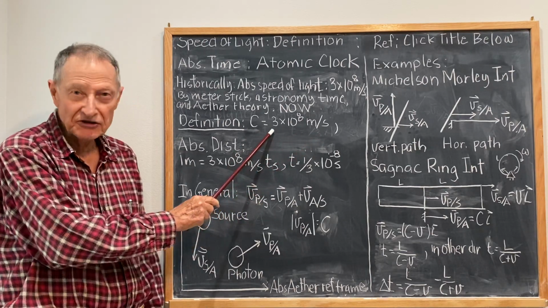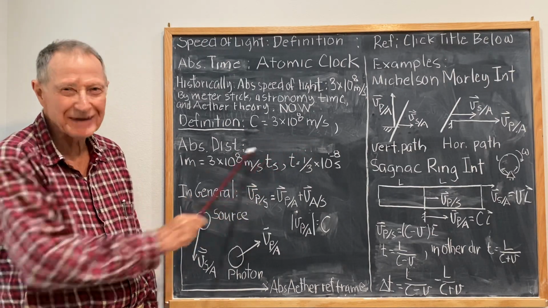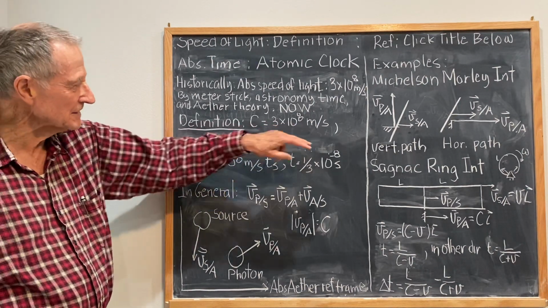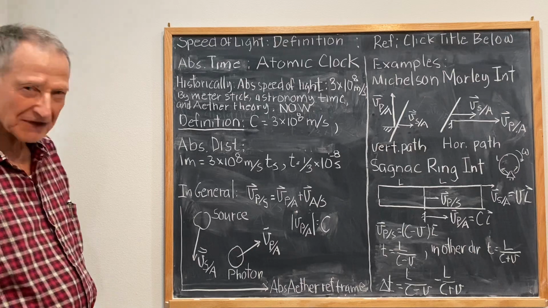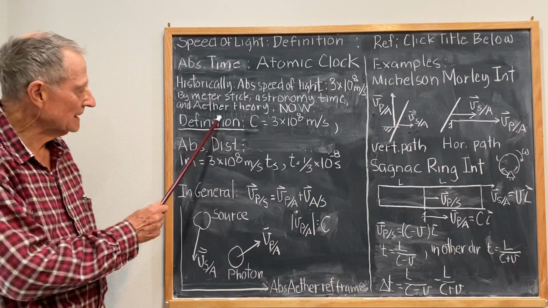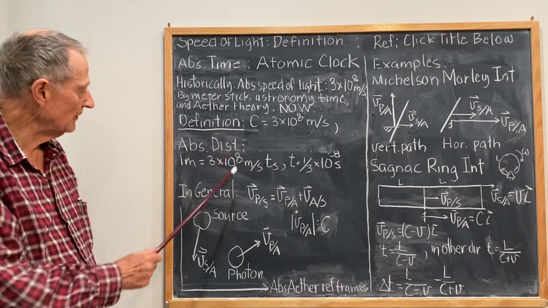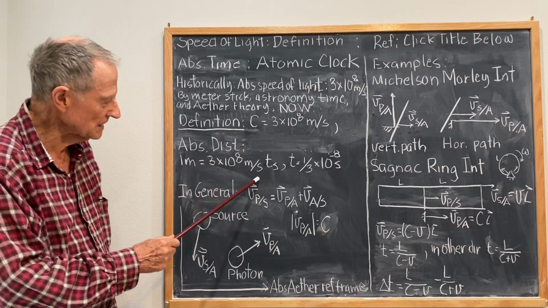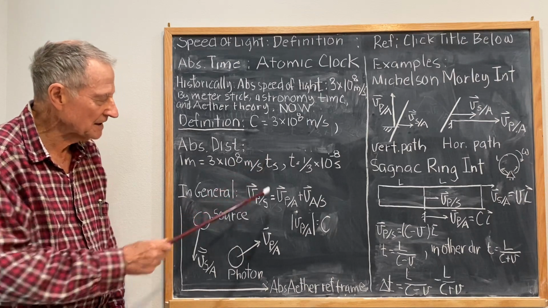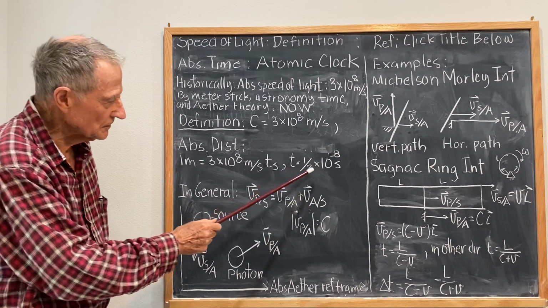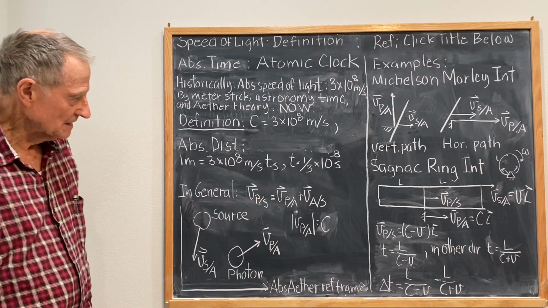Actually, that's a 10-digit number, which I obviously didn't want to write out. So when you see 3 times 10 to the 8 meters per second, think of that as a 10-digit number. You can look it up easily enough. With that, absolute distance is now defined by 1 meter is 3 times 10 to the 8th meters per second times the time in seconds, where t, from the absolute time, is 1/3 times 10 to the minus 8 seconds.